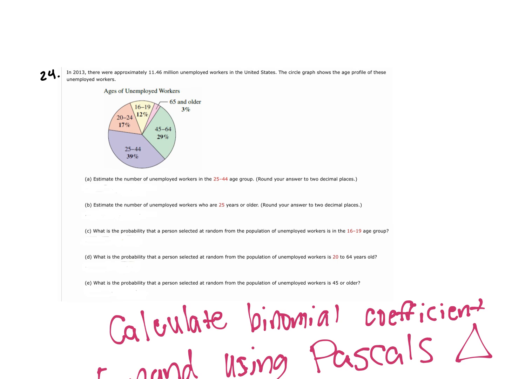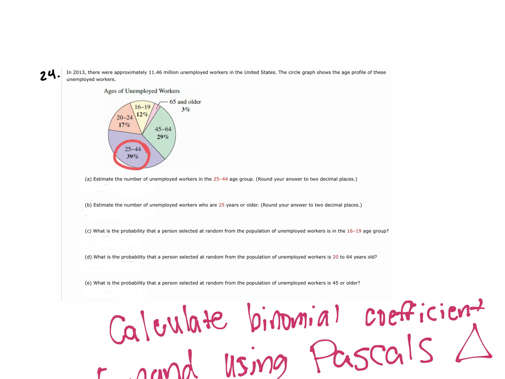In 2013, there were approximately 11.46 million unemployed workers in the United States. The circle graph shows the age profile of these unemployed workers. Estimate the number of unemployed workers in the 25 to 44 age group. So that would be this age group.